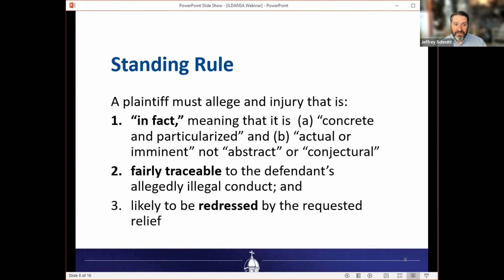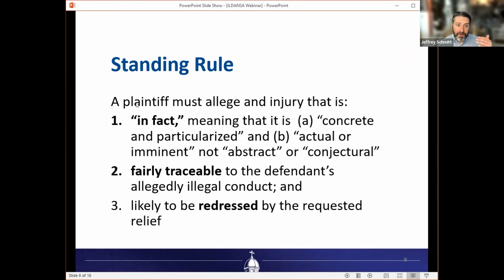A plaintiff must allege an injury that is, in fact, concrete and particularized, actual or imminent, not abstract or conjectural. So they need an injury in fact, a particular type of injury. They need causation. Number two, the injury has to be caused by the defendant, has to be fairly traceable to the defendant's allegedly illegal conduct. That just means the injury has to be caused by the defendant. And three, likely to be redressed by the requested relief.